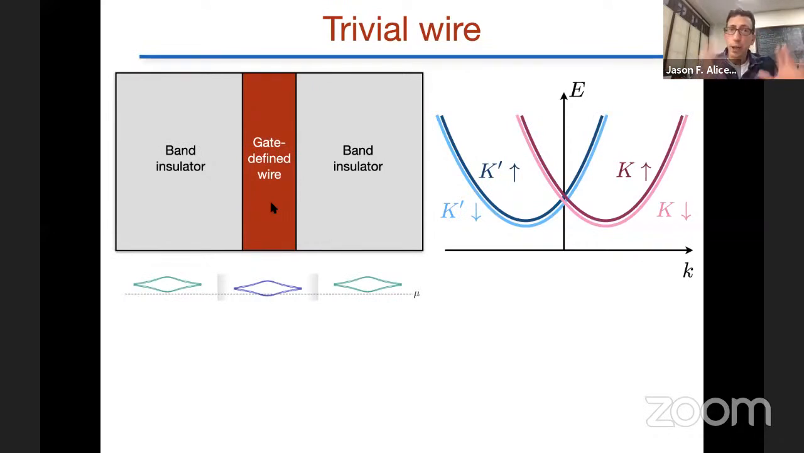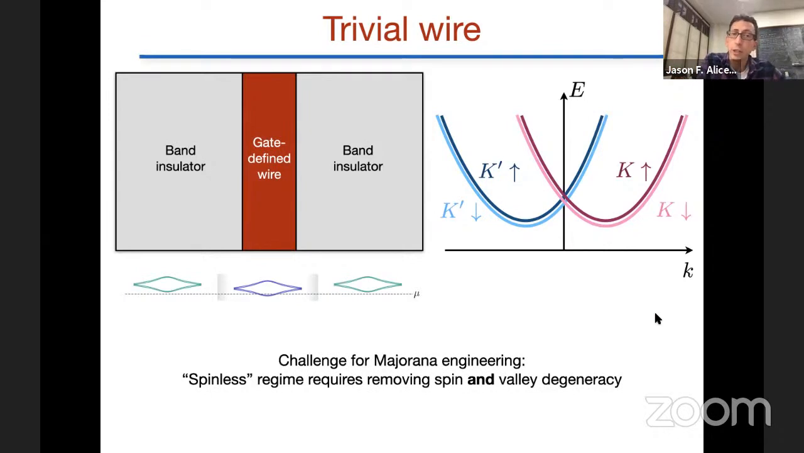All right, so thinking about the mission, I'd like to somehow craft a band structure for this gate-defined wire that has just a single partially occupied band. And it looks like I'm in bad shape here, because wherever I put my Fermi level, I actually have not one, but four partially occupied bands. So the challenge for making a Majorana device here is that in order to get a spinless regime, we have to do two things. We have to figure out how to remove not only spin degeneracy, but also the valley degeneracy. So I'll address those two challenges one step at a time, beginning with spin degeneracy, and then I'll turn to the valley degeneracy part.